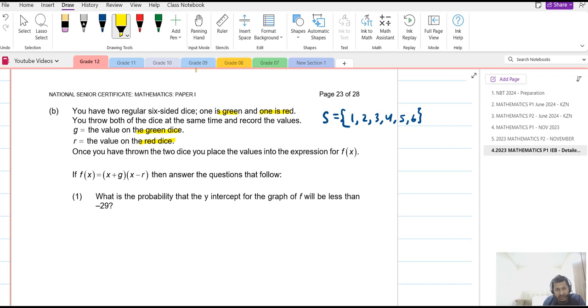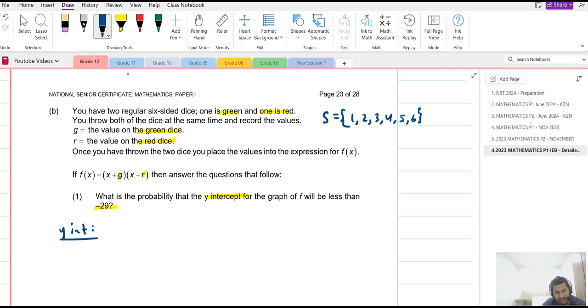Once you have thrown the two dice, you place the values into the expression f of x. You basically put the numbers into f of x, so you're going to have G and R values. Then answer the question: what is the probability that the y-intercept for the graph of f will be less than negative 29? Whoa, what do we do here? Okay, I'm going to try and interpret this. What's y-intercept?